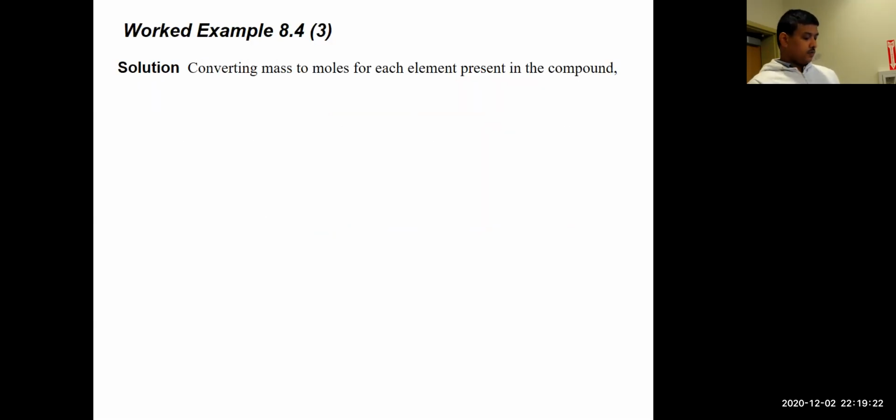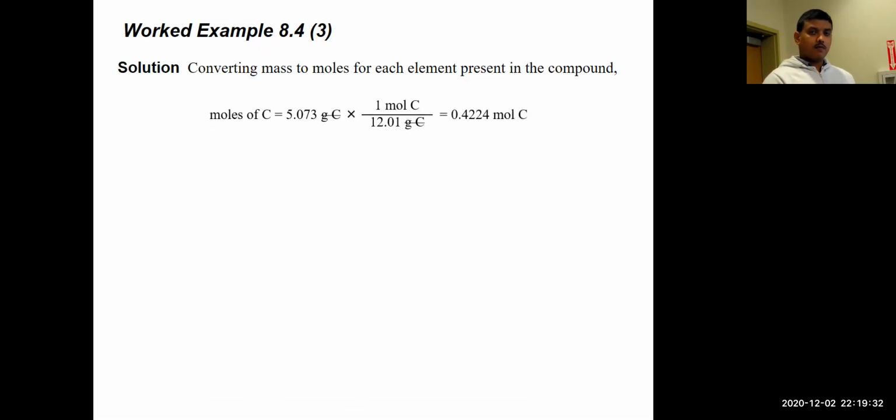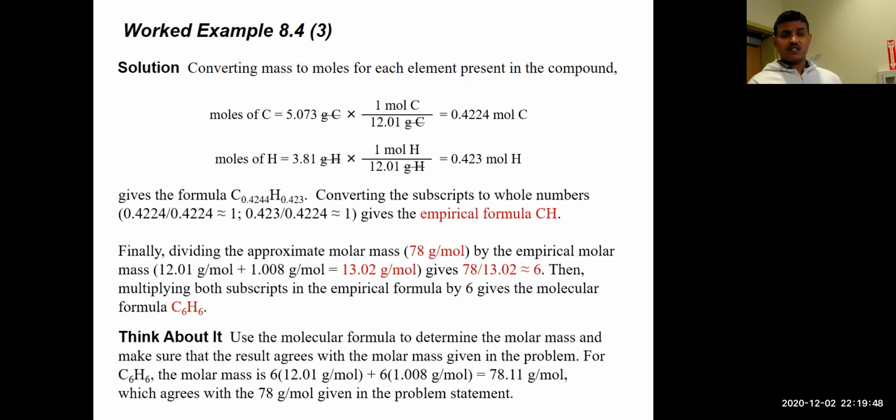So let's get to work. Let's identify the empirical formula and molecular formula of benzene. So here, what we're going to do is identify moles of carbon present in the identified mass of carbon. There are 0.424 moles. And we are going to identify how many moles of hydrogen are present. There are 0.423 moles of hydrogen. Now, those numbers are pretty close to each other, which means they were in a 1:1 ratio, both carbon and hydrogen. So the empirical formula is CH.